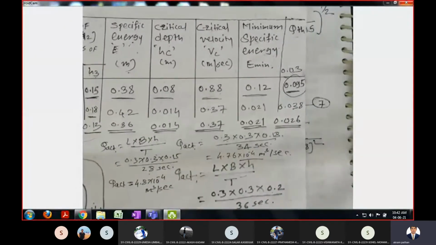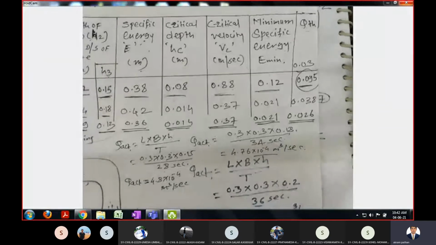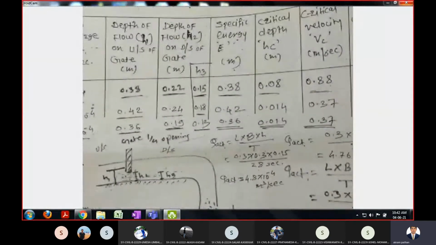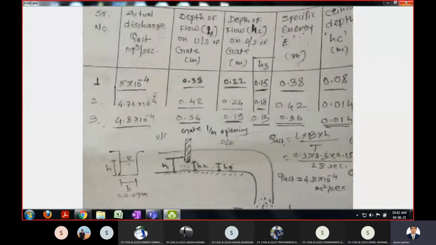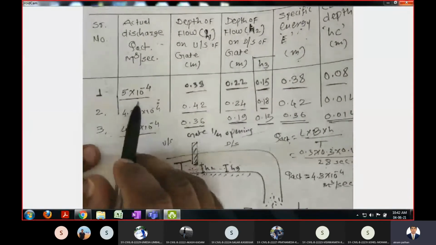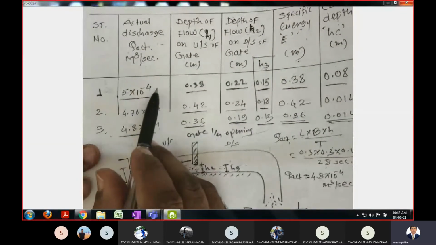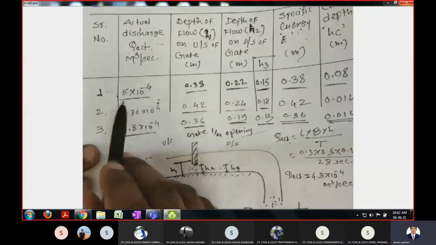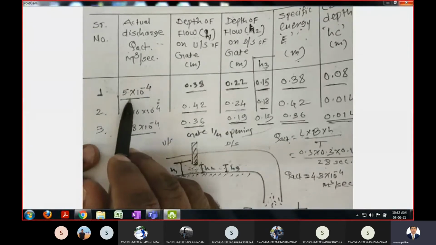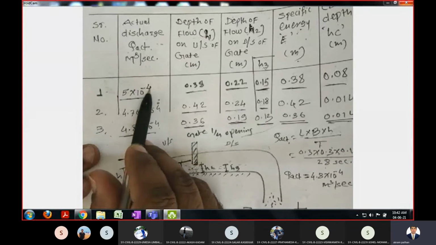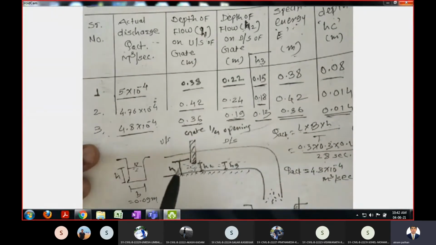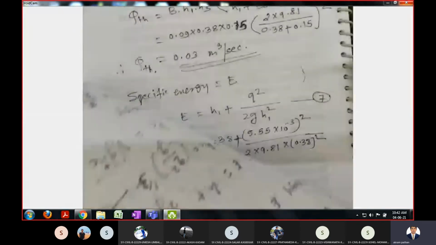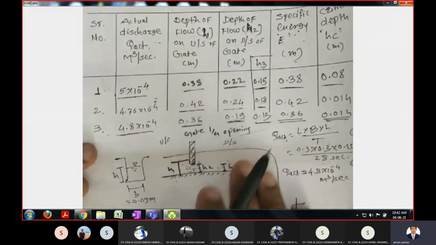Okay, so this is how we can calculate all these hydraulic parameters. Now once we have these parameters, then we can understand how much actual discharge we have to supply for the irrigation. So we have to supply the water through the channel 5 into 10 raised to power 4 meter cube per second, and these are the other hydraulic parameters. So it will give the idea for opening the gate.